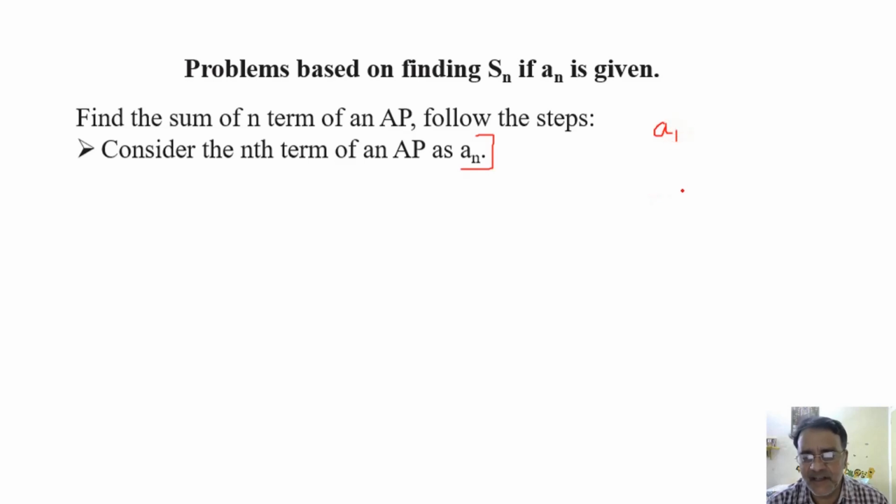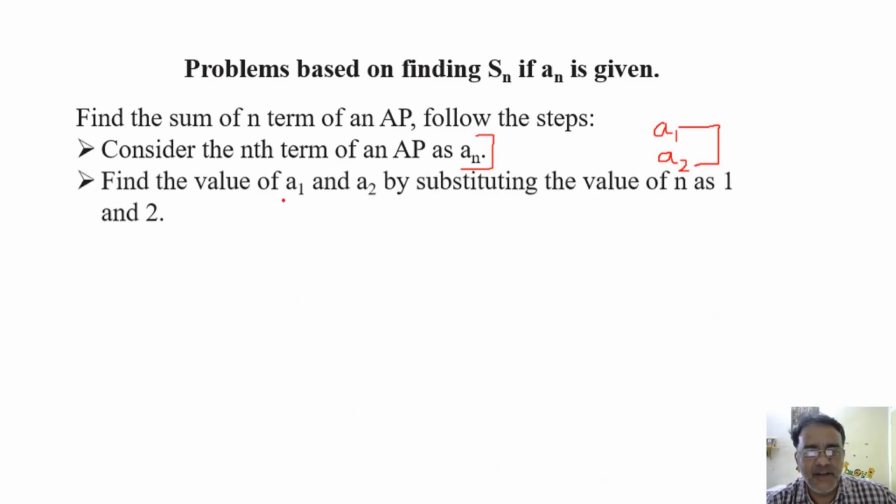A1 is nothing but the first term. Then we'll find the second term, A2, by putting n equals 2. Then we will subtract these two, and we'll get the value of D. Now substitute the values of A and D in the formula Sn, so we'll get the sum of n terms formula. So find the values of A1 and A2 by substituting n as 1 and 2.